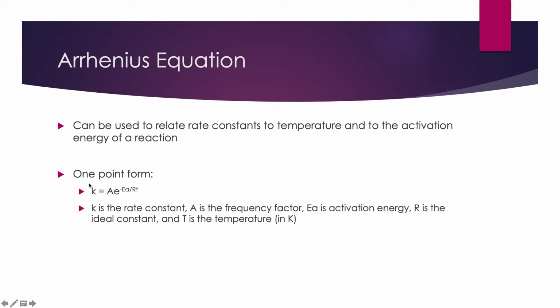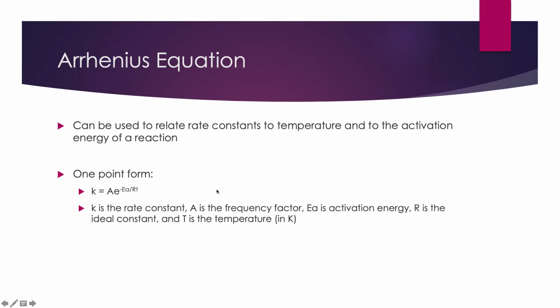So this is k, our rate constant, is equal to our frequency factor, A, times e to the negative Ea over RT power, where for our pieces up here, this negative Ea, this is what we call activation energy. And then R is our ideal gas constant, T is temperature in Kelvin.